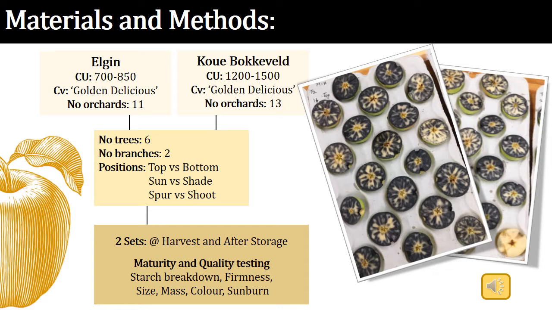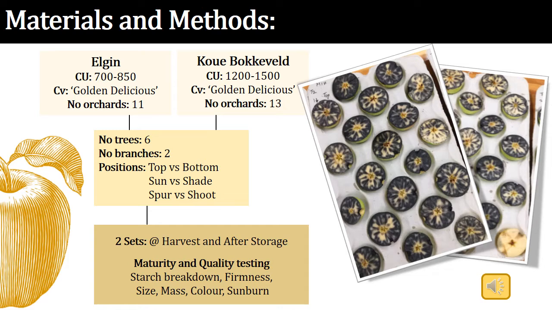during the commercial harvest. At harvest, the fruit were removed and placed into specific categories to represent the different canopy positions, such as fruit from the top versus the bottom of the tree, sun-exposed fruit versus shaded fruit, and fruit borne on spurs versus fruit from longer shoots. Harvested fruits were split into 2 groups.